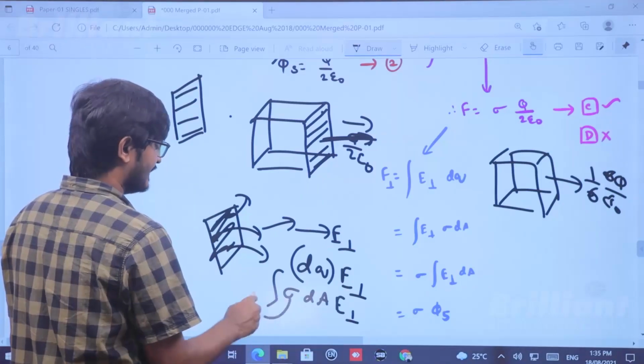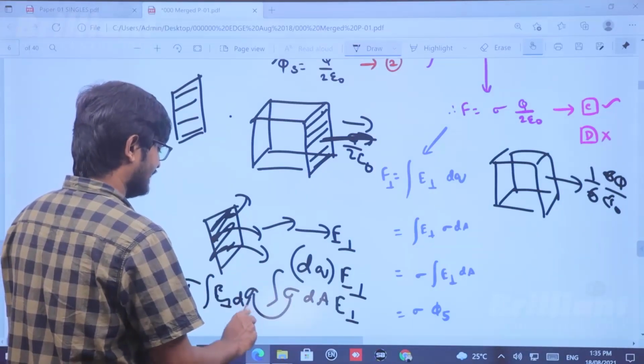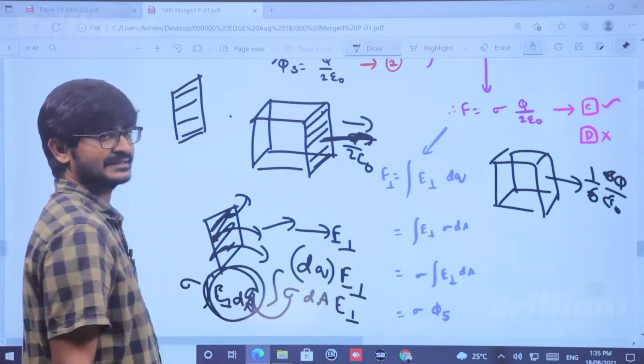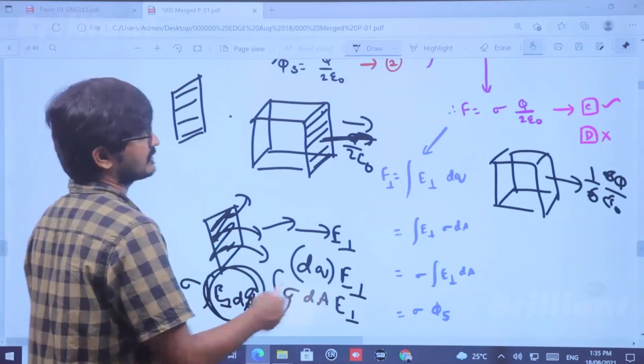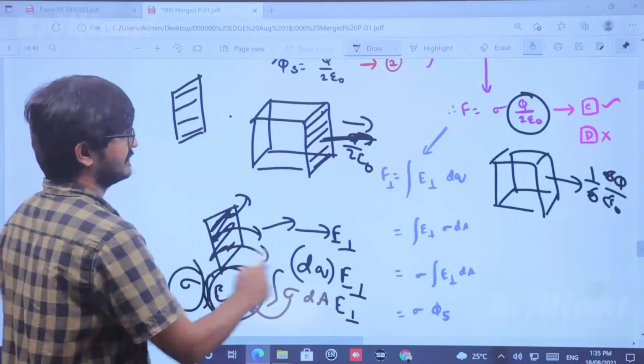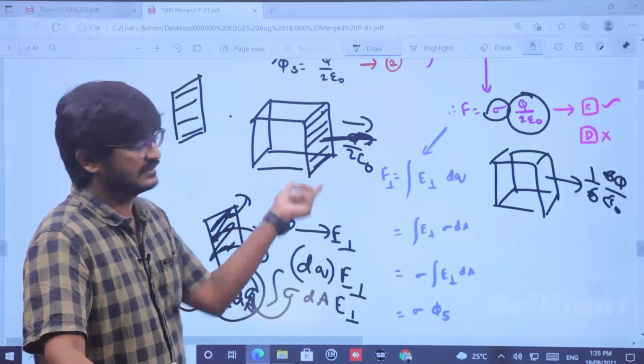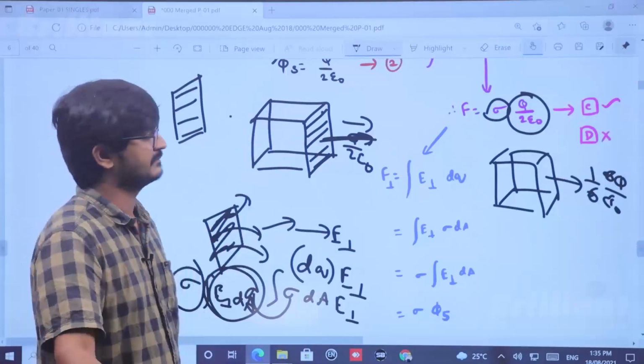Now while integrating you can take this sigma out. When you take this sigma out, you will be getting E perpendicular times dA. This is nothing but flux, right? Flux because of the remaining faces will be q by 2 epsilon naught times sigma. That will be the force on the sixth face because of the remaining ones, right?